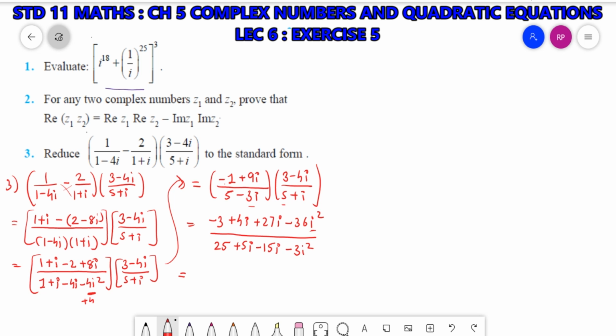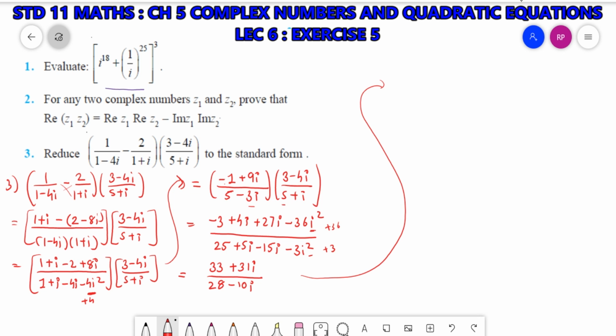So now see, 36i square. So i square is minus 1, so this will be plus 36. So minus 3 plus 36, that will be 33. And 4i plus 27i, that will be plus 31i, upon. Now 25, now minus 3i square. So i square is minus 1, so minus 3i square will be plus 3. So 25 plus 3, that is 28. And plus 5i minus 15i, that will be equal to minus 10i.